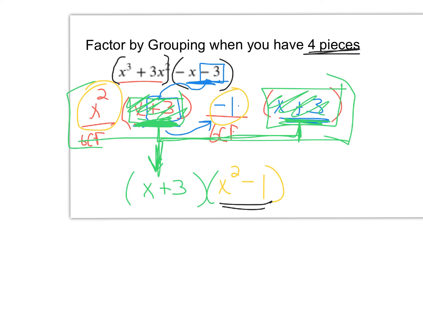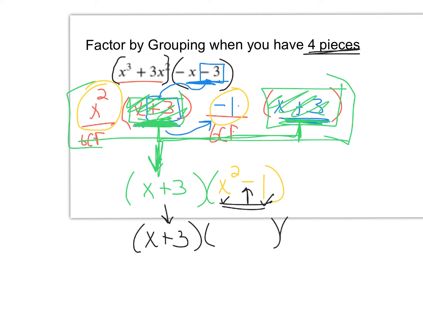And x squared minus 1, x squared is a perfect square, 1's a perfect square, and we have the minus sign. That means we have difference of squares. So we need to factor this again. So we can have x plus 3. Couldn't do much with that.